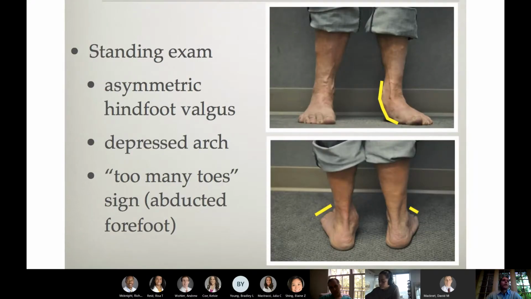On exam, you typically see hindfoot valgus. If it's progressive and the symptoms are severe and long-standing, it can be asymmetric, and you'll see that loss of arch contour and the quote unquote too many toes sign. The too many toes sign is great for a test. Functionally in clinic, you have to try to have them point their feet straight forward, because it's all about how they rotate their foot, whether or not you really get a too many toes sign. So maintaining perspective on where the toes are relative to the heel is really the point.